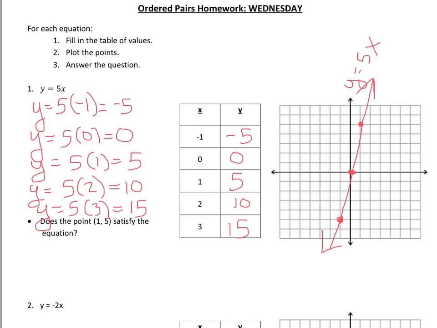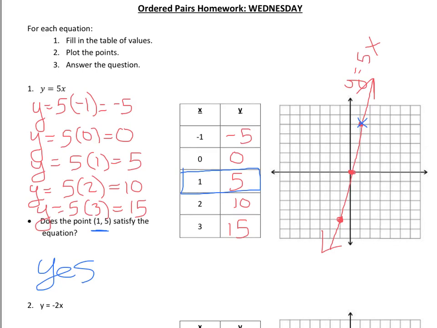And then finally, I have to answer the question. It says, does the point 1, 5 satisfy the solution? If I go to my table, I can see I have the point 1, 5 here. So the answer would be yes. Or if I look at my graph, the point 1, 5 is right where I'm Xing right now. It's right on my line, so it does satisfy the equation.